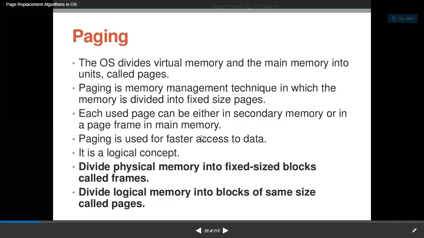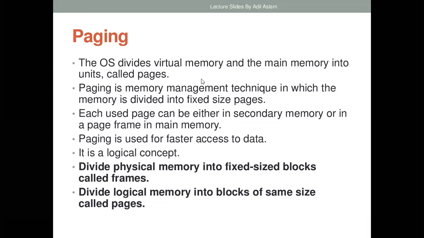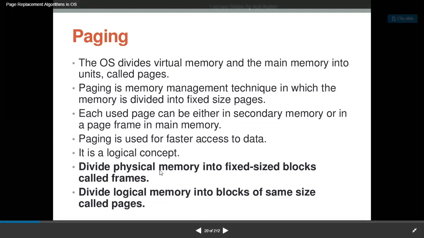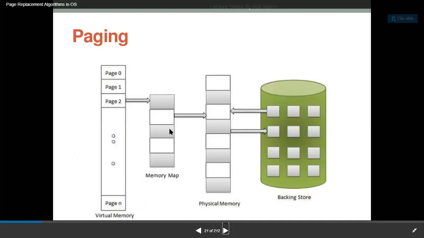in the main memory. Paging is used for faster access to data, because whenever we are using a program, we actually don't use all of the program, we use part of the program, and that's where paging comes in. The basic idea is when we divide the physical memory into fixed size blocks, we call them frames, and when we divide the logical memory into blocks of the same size, we call them pages. So here's an idea of how paging works. This is the virtual memory, and we have page 0, page 1, page 2, and so on. Those get stored into the memory.